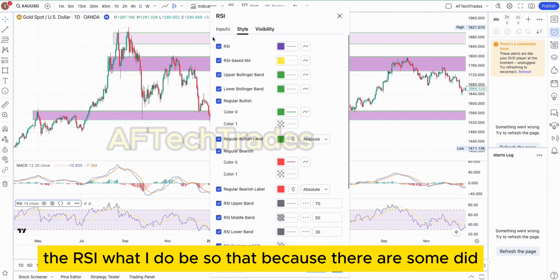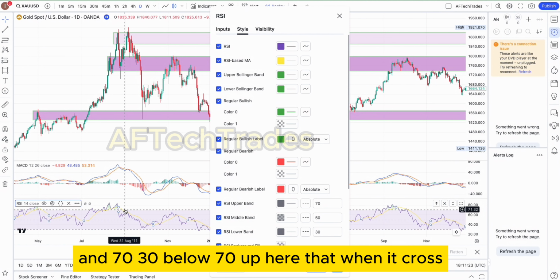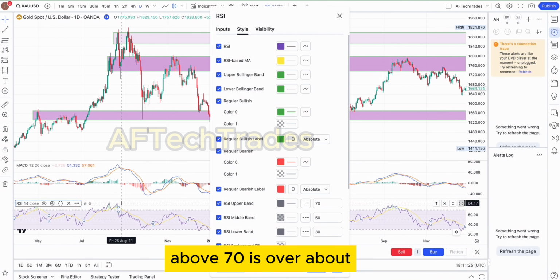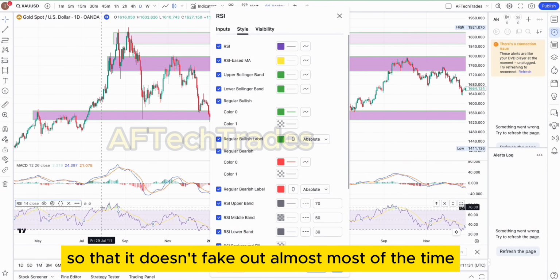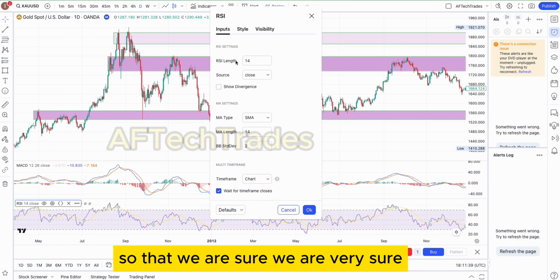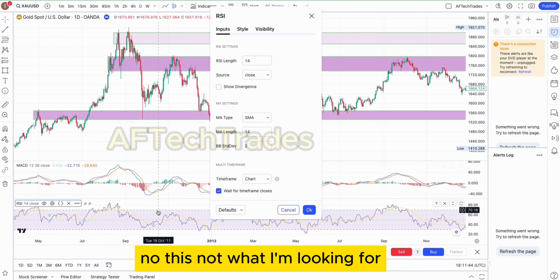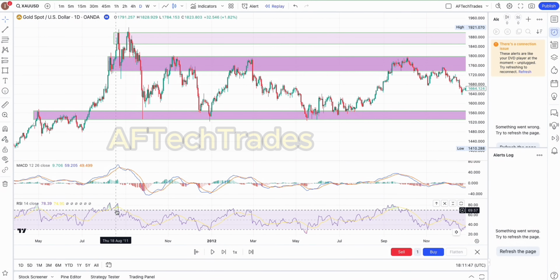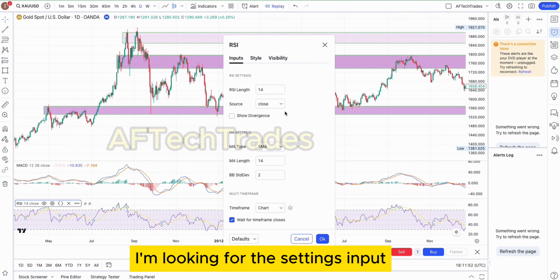The RSI, what I do, because the default setting is usually 30 and 70, 30 below, 70 up here, so that when it crosses above 70, it's overbought, and when it crosses below 30, it's oversold. But for us, for a perfect entry, so that it doesn't fake out most of the time, I change it so that we are very sure. This is the visibility. No, this is not what I'm looking for. Sorry. I'm looking for the settings. Inputs.